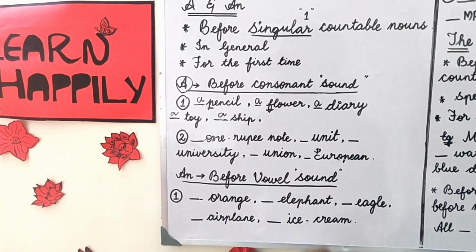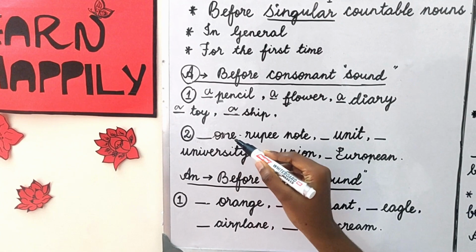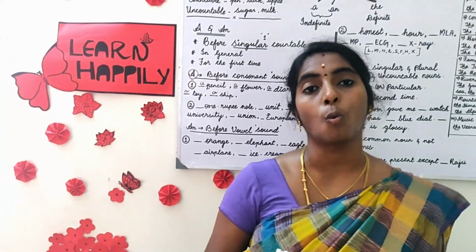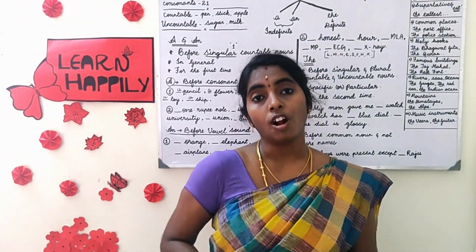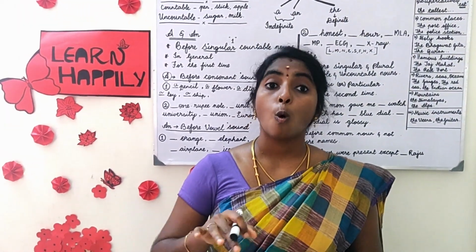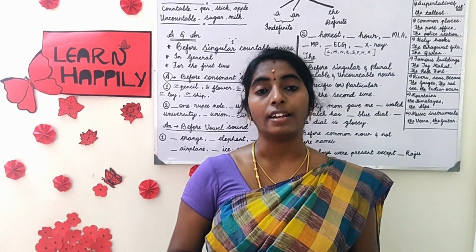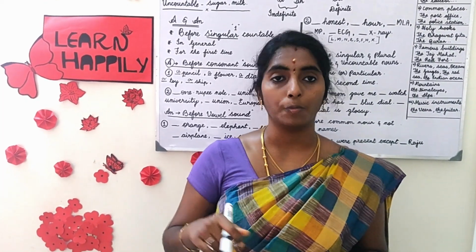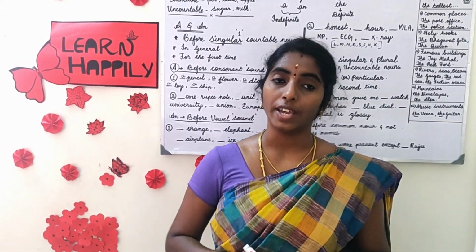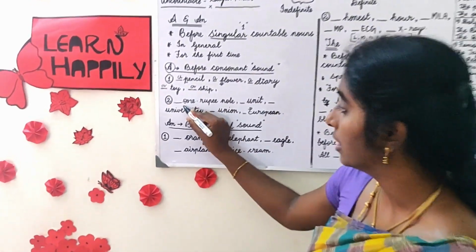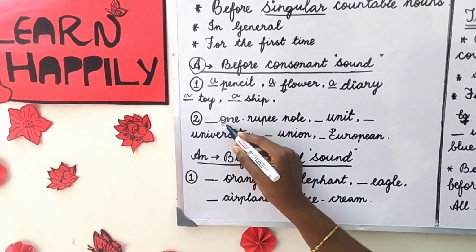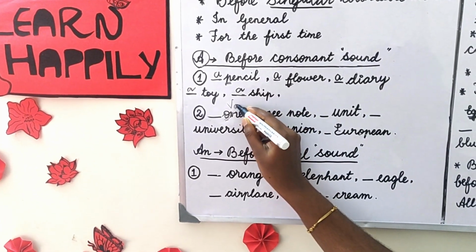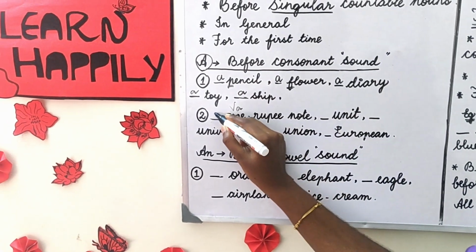Coming to the second category, see the first word that I have written, "one rupee note". So how do you pronounce this? We will not be pronouncing that as "one". We will be pronouncing that as "won rupee note". Okay, it has a vowel letter, but it doesn't have a vowel sound. What sound does it give? "W". Okay, "won" rupee. "W". So what's the article here?